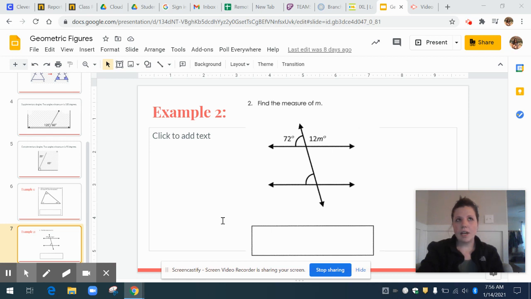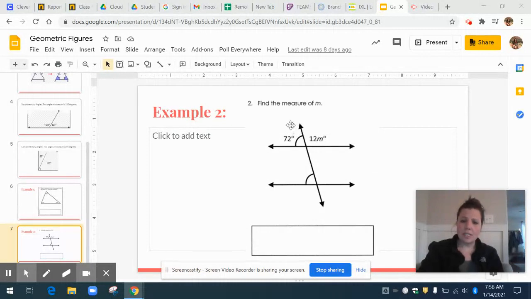Okay, guys, so we have another example of this work. Number 2 says, find the measure of angle M. So if I look at this, I have this angle here and this angle here. This straight line right here tells me that it's 180 degrees. So the measure of a straight line is 180 degrees.